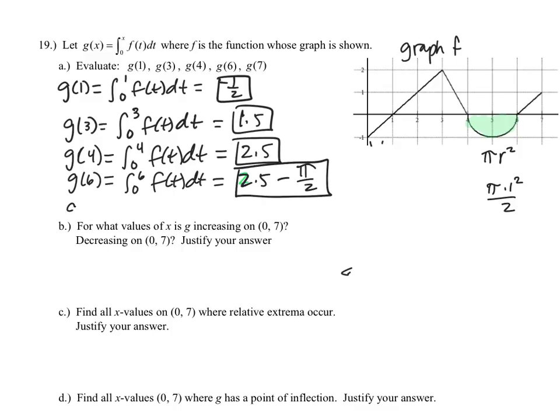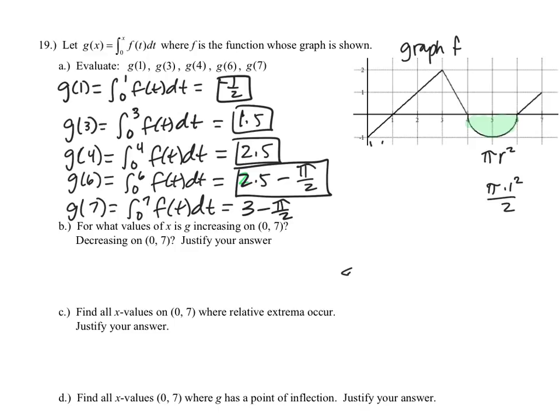All right, and then g of 7 would be the integral from 0 to 7 of f of t dt. So all we need to do is take what we have so far, which is 2.5 minus pi halves, and then we just need to add this extra area of 1/2. So that means the integral from 0 to 7 of f of t dt would be 3 minus pi halves.